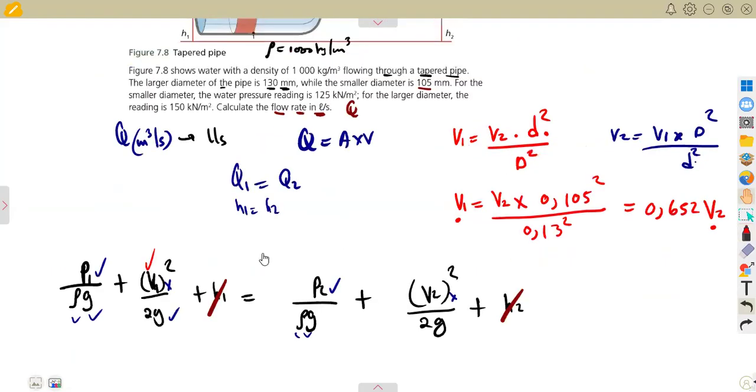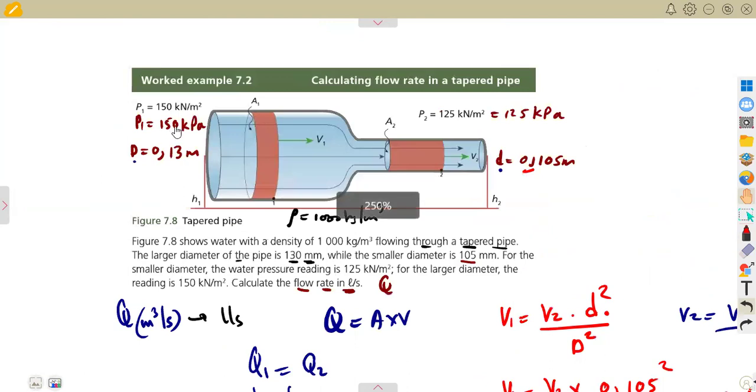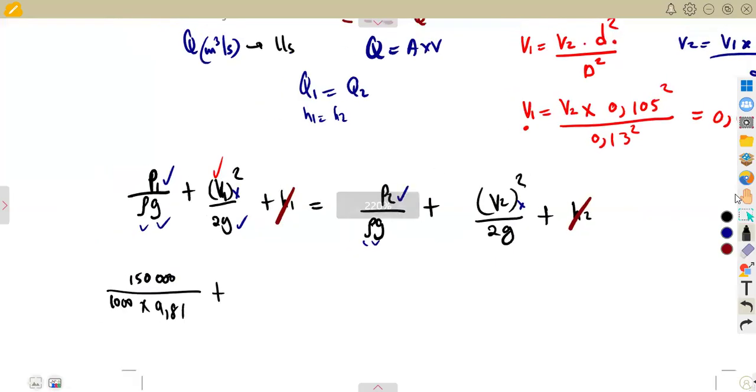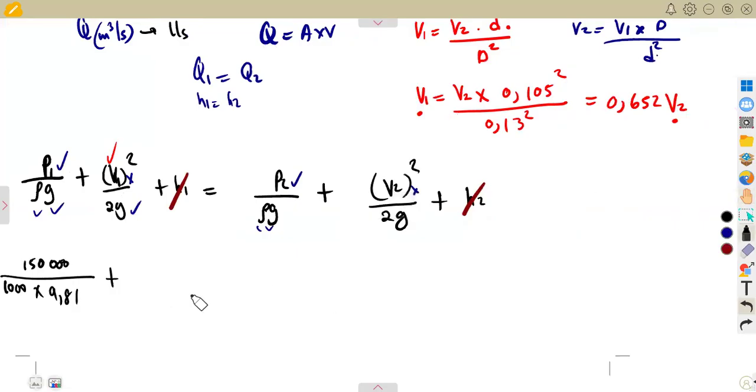Okay, let's substitute. P1 is 150 kilopascal, which is 150,000. Remember, the density of water is 1,000 times the gravitational acceleration of 9.81, plus V1 in terms of V2. We calculated this as 0.652, so it's going to be 0.652 V2 squared, everything over 2 times the gravitational acceleration of 9.81, is equal to, because H1 and H2 are the same, they cancel, P2.